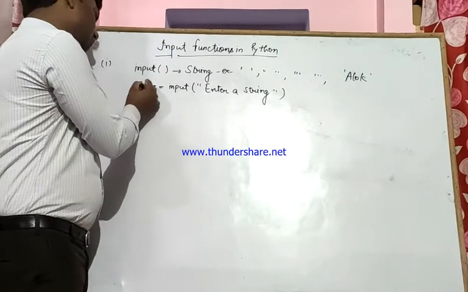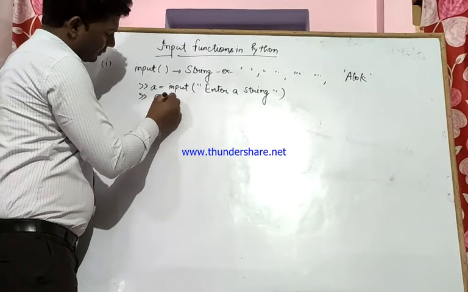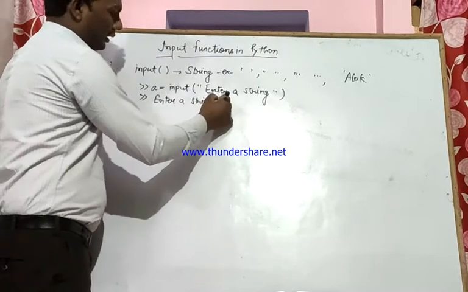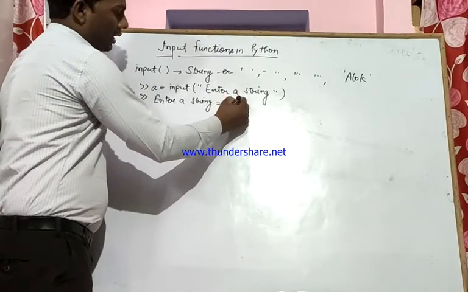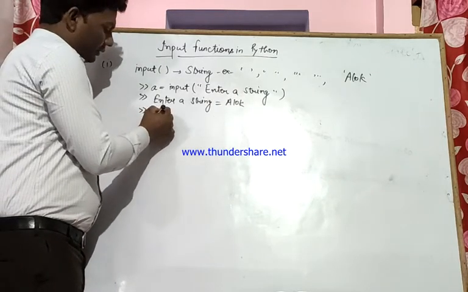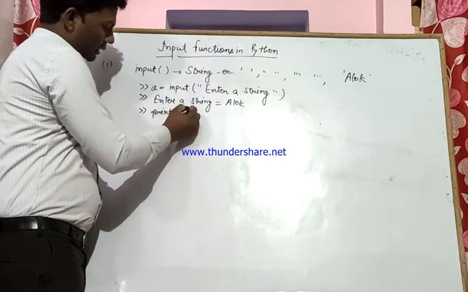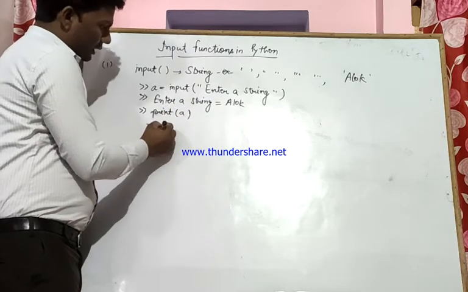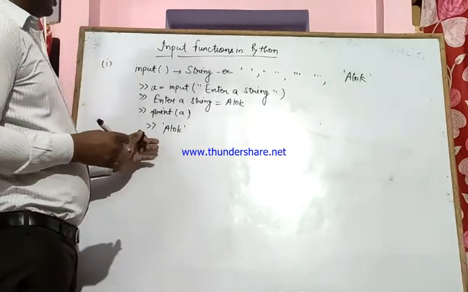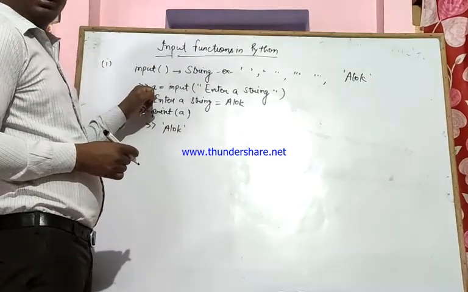When you execute this on the command prompt, you will get one message, enter a string. Just enter the value as Alok. In the next line, when you print the value of a, you can use the print function, print a. Then you will get the output as Alok within the single quote. So in this method you can insert the string value into a variable.